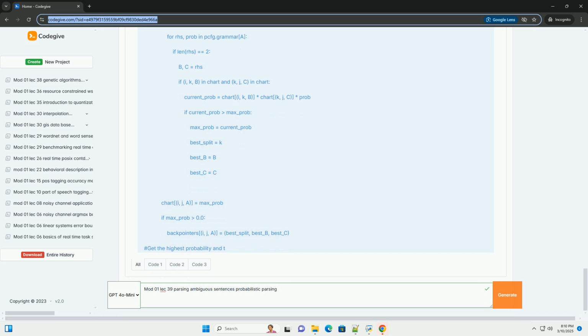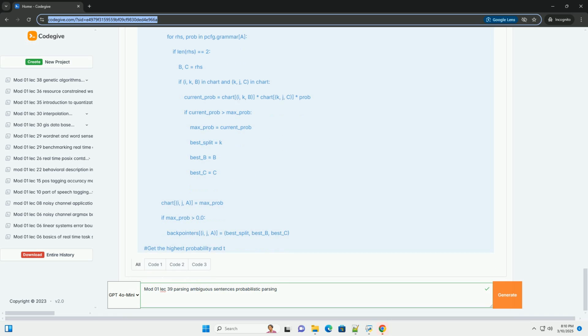Lexicalized PCFGs extend PCFGs by incorporating lexical information into the rules. For example, instead of just having a rule VP -> V NP, you might have rules like VP(saw) -> V(saw) NP. This helps to capture dependencies between words and improve parsing accuracy. Evaluation: to evaluate the performance of a probabilistic parser, you can use metrics like precision, recall, and F1 score, comparing the parser's output to a gold standard treebank.